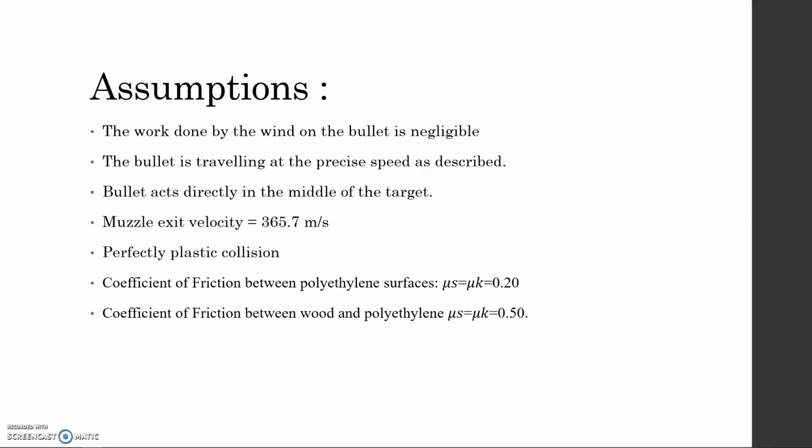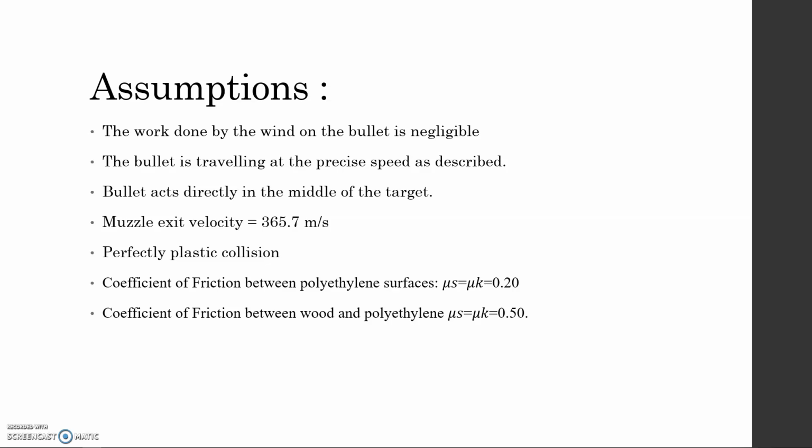We made several assumptions while performing this experiment. The first is that the work done by the wind on the bullet is negligible. Next, the bullet is traveling at the precise speed described by the manufacturer, which they gave to us as the muzzle exit velocity of 365.7 meters per second. We also assumed that the bullet would always act directly in the middle of the target, regardless of where we shot.